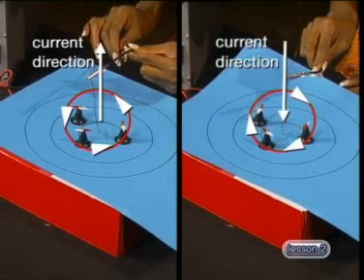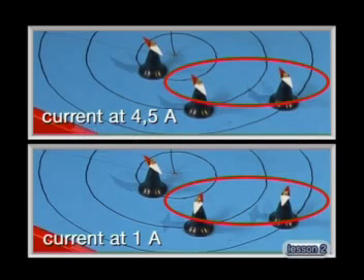It seems that both the variables we chose had an effect on the magnetic field. Let's go through these together. When the current direction changed, the direction of the magnetic field changed to clockwise. When the current was weaker, the compass needles further away from the conductor were not affected by the magnetic field around the conductor. So the magnetic field strength decreased when the current decreased.